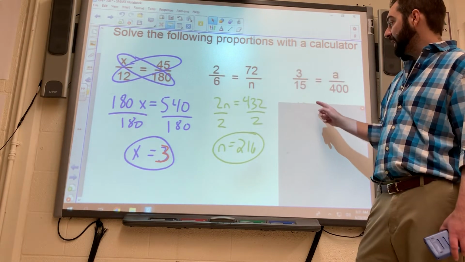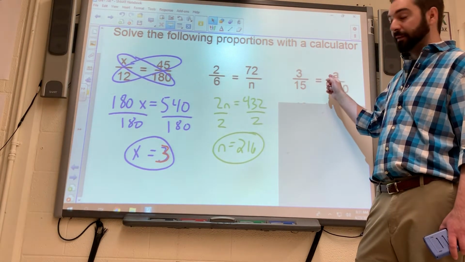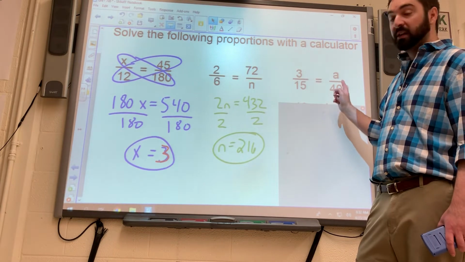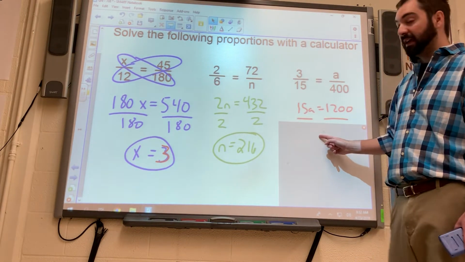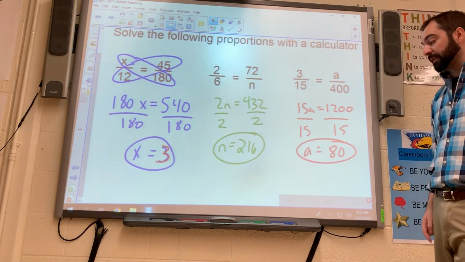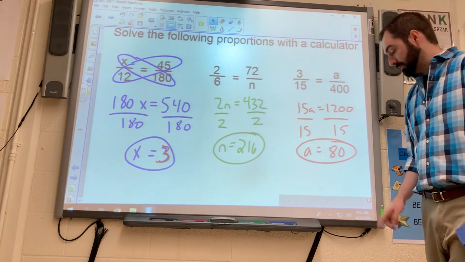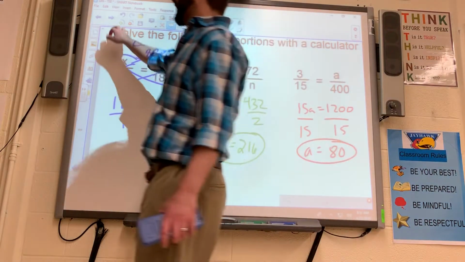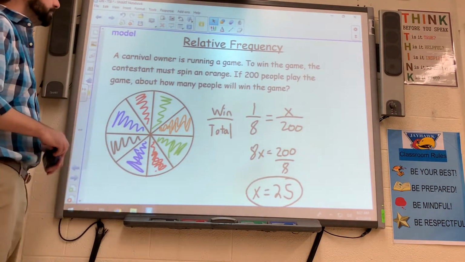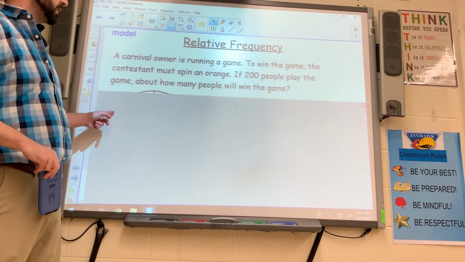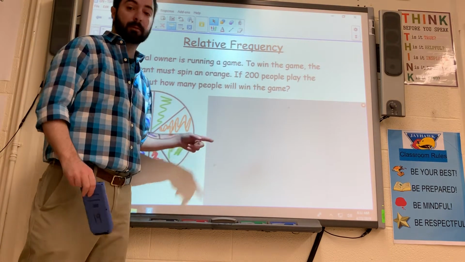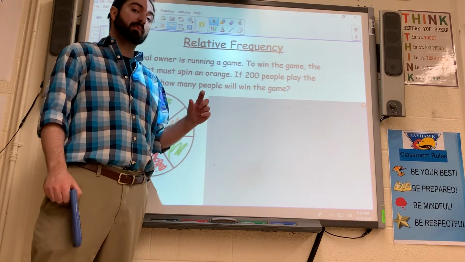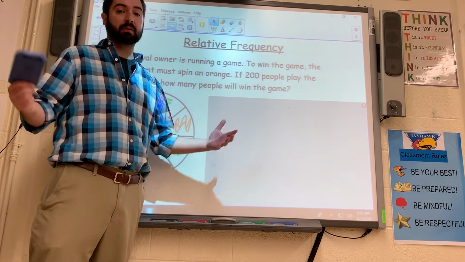And last one, same thing, cross multiplying. 15 times a, 15a. 3 times 400 is 1200. So 15a equals 1200. Divide each side by 15, I'd find out a is really 80. Okay, we're going to use this today to look at some new probability questions. So up here, really called relative frequency, but just a fancy name for how do I take a small sample size probability and expand it to a larger group.